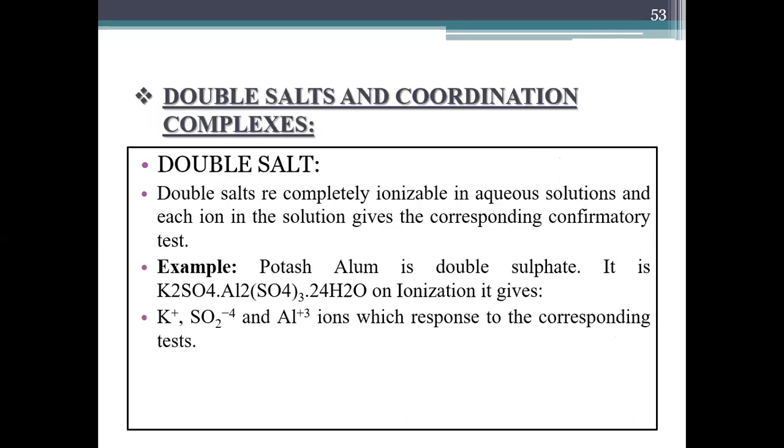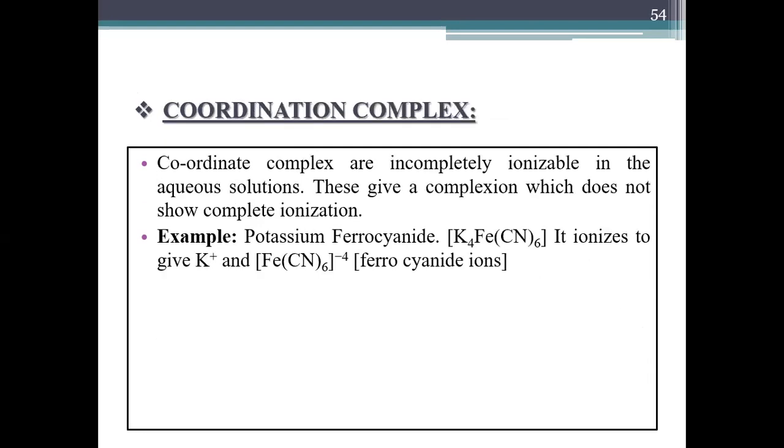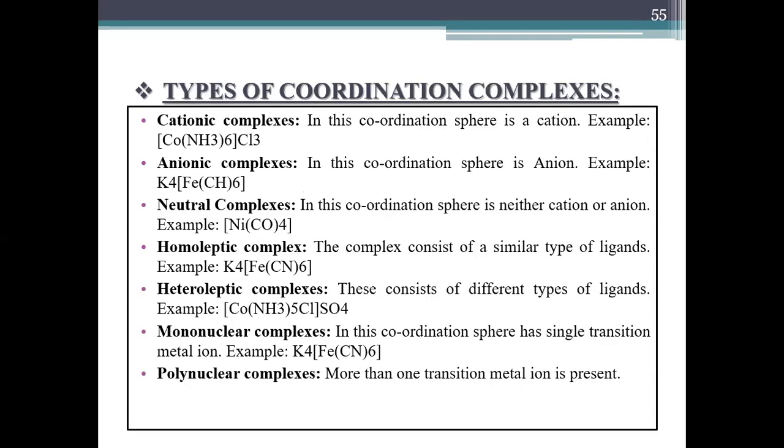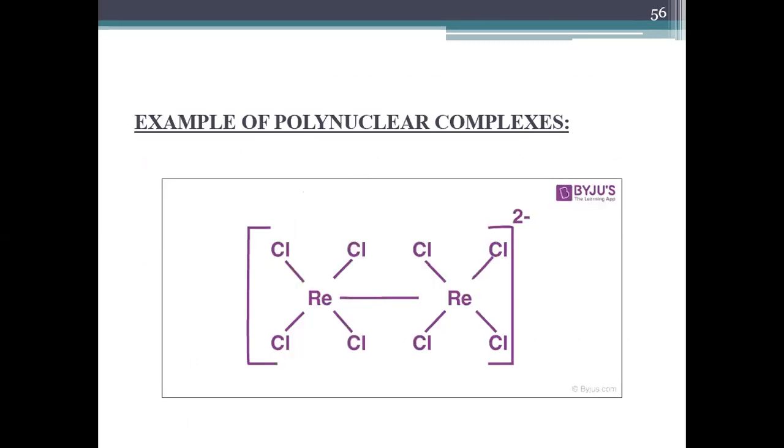Double salts and coordination complexes. Double salts are completely ionizable in aqueous solution, and each ion in solution gives the corresponding confirmatory test. For example, potassium alum is a double sulfate. On ionization, it gives potassium, sulfate, and aluminium ions which respond to the corresponding tests. Coordination complexes are incompletely ionizable in aqueous solution. These give a complex ion which does not show complete ionization. Potassium ferrocyanide ionizes to potassium and ferrocyanide ions. Types of coordination complexes: cationic complexes, anionic complexes, neutral complexes.